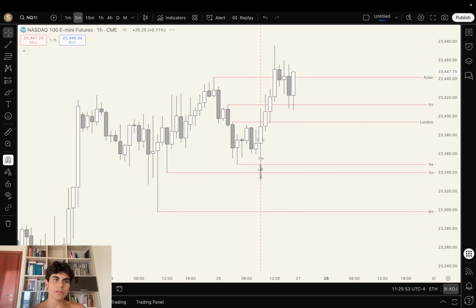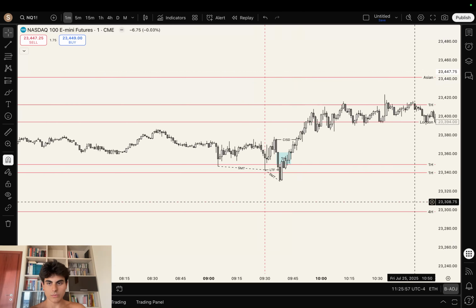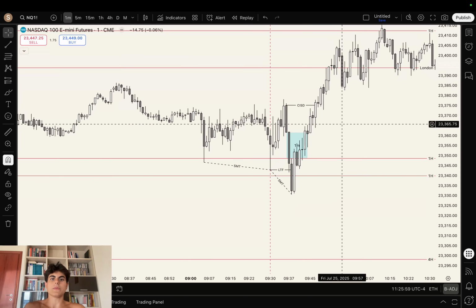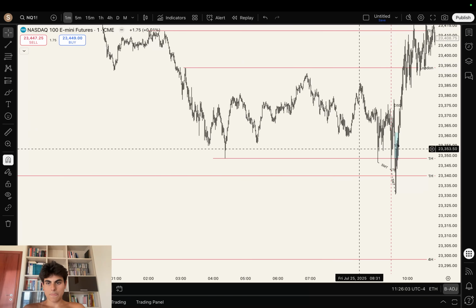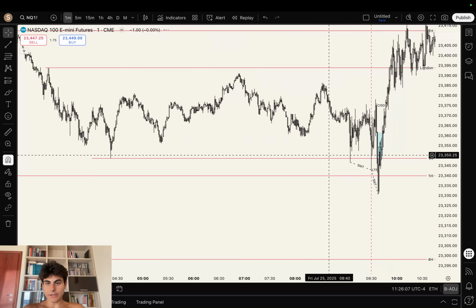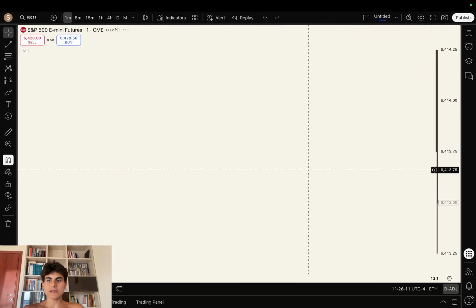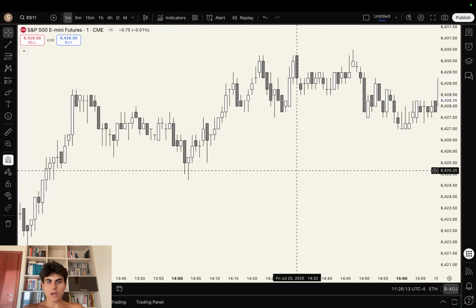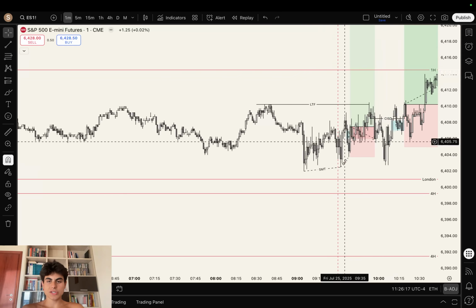So what really led me to determine my bias was when I zoomed in here to the 1 minute and at market open, I got this bearish SMT where NQ swept out this 1 hour low, and it also swept out London low, and also swept out this 1 hour low, whereas ES didn't do any of those. Right? We created two bullish SMTs.